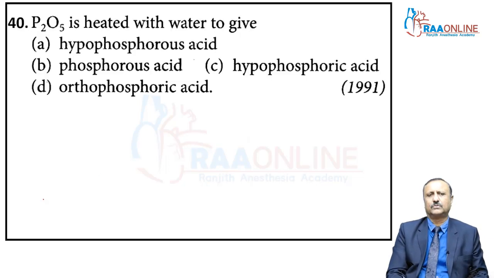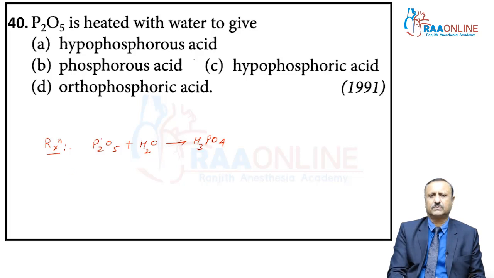Now my dear students, we can go to question number 40. P2O5 is heated with water to give. My dear students, it's a basic reaction. When P2O5 is heated with water, then you can get H3PO4. Why?